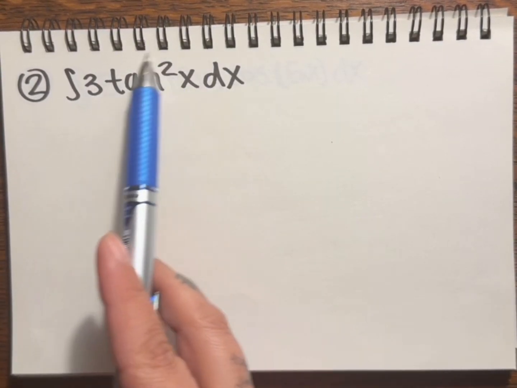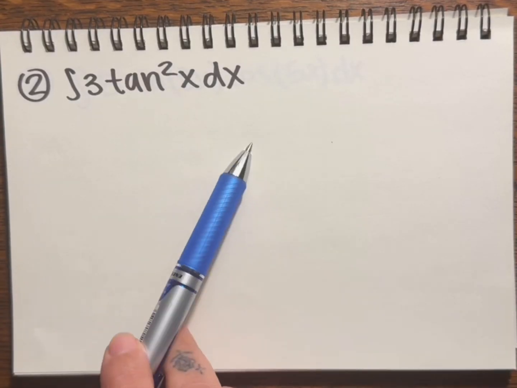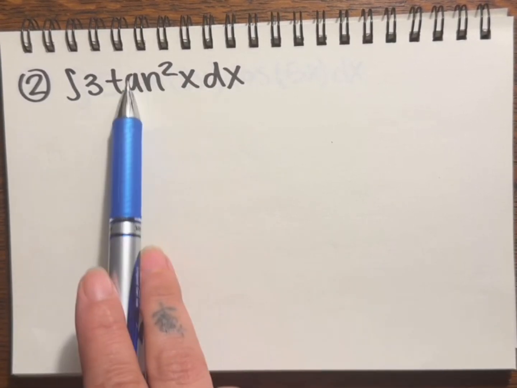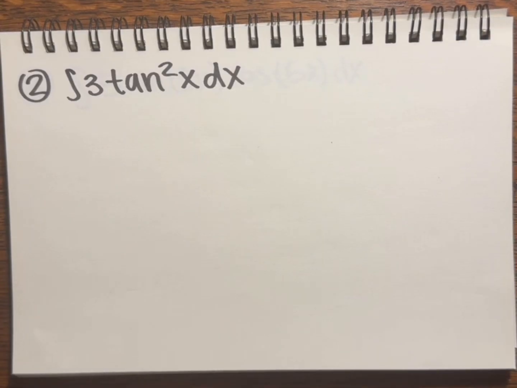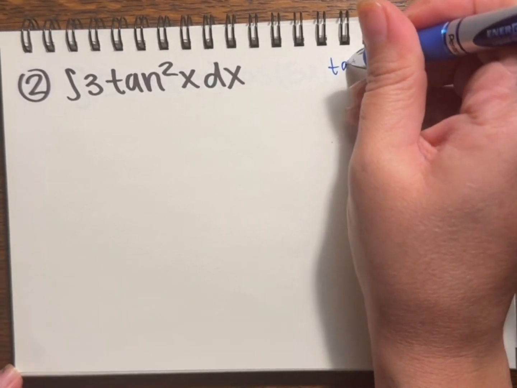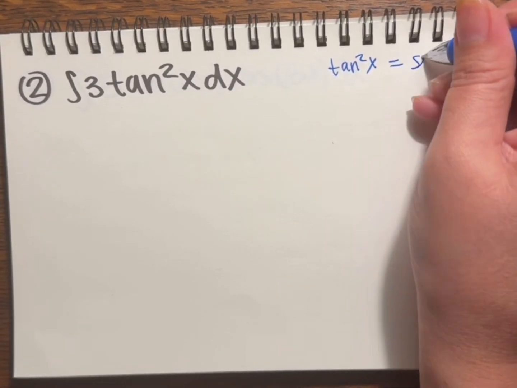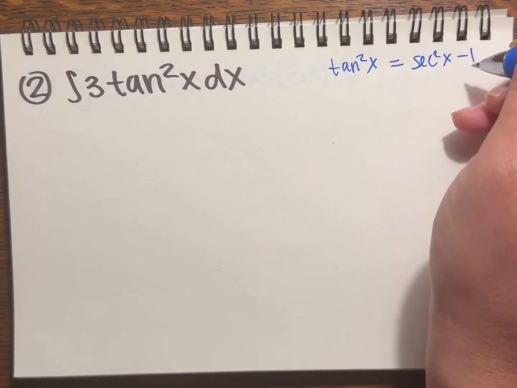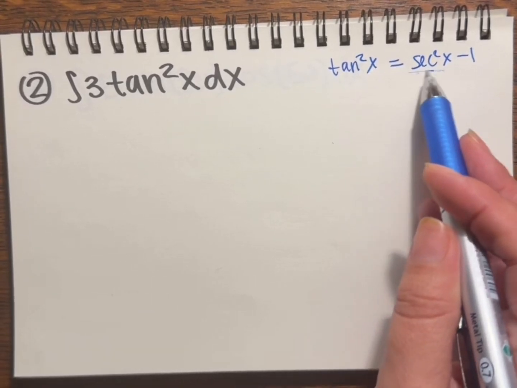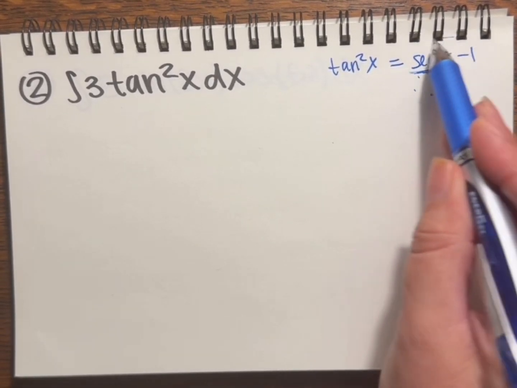Here we only have tan. And this one's a little different because I don't have tan and secant. I just have tan. And this requires knowing a little bit your identities and then what are your derivatives and what are your integrals. And I know that tan squared x is equal to secant squared x minus 1. And I know that the integral of secant squared is tan x, right? Because the derivative of tan x is secant squared x. So this is easier to work with.